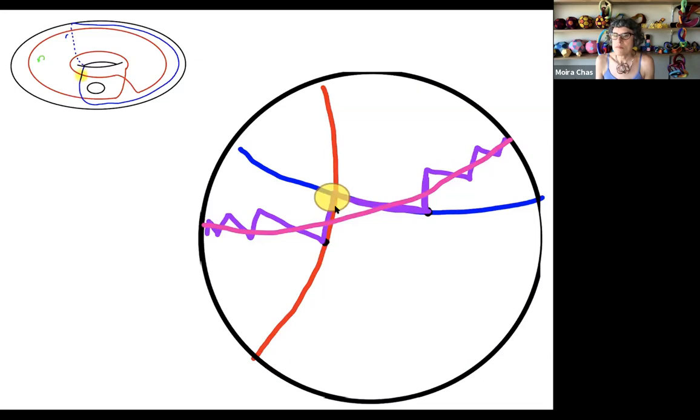Does that work for every mapping class orbit? Every mapping class element? Orbit. Well, I didn't guess, sorry. Right. Yeah.